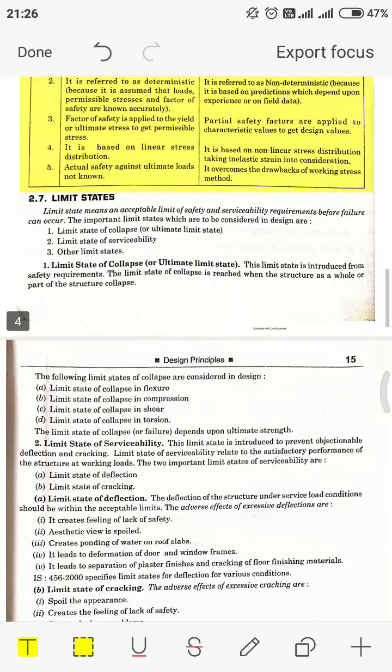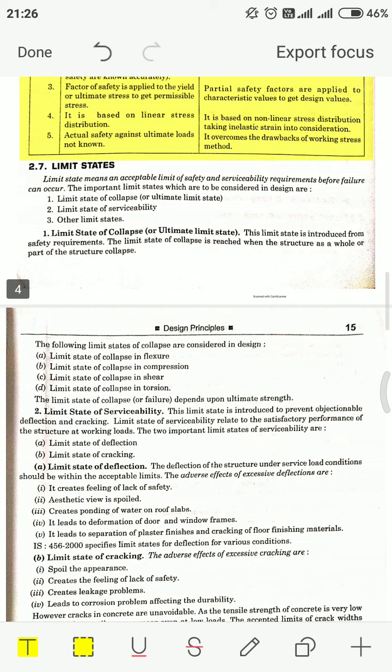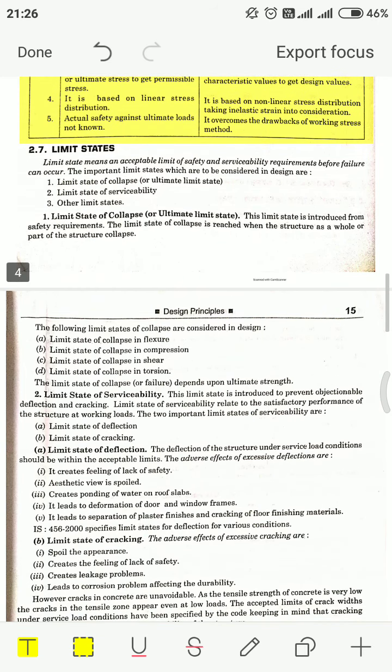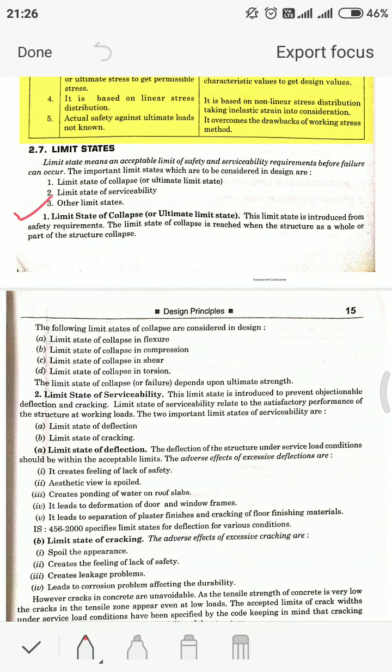So there are different limit states which we use for the safety of the structure. The first one is limit state of collapse. This limit state is introduced from the safety requirement. The limit state is reached when the structure as a whole or a part of the structure collapses. Limit state of collapse in flexure, limit state of collapse in compression, limit state of collapse in shear, limit state of collapse in torsion.